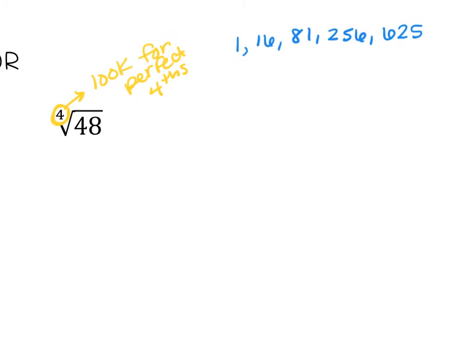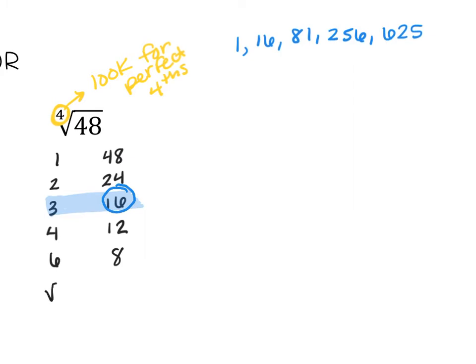So I'm going to be looking for factors of 48. So 1 and 48, 2 and 24, 3 and 16, 4 and 12. And 6 and 8. Okay, now I need to look for a factor that includes one of those perfect fourths. So 16 and 3 is the factor pair that includes a perfect fourth.